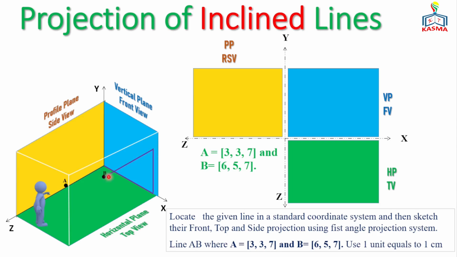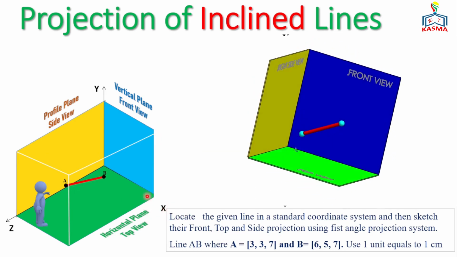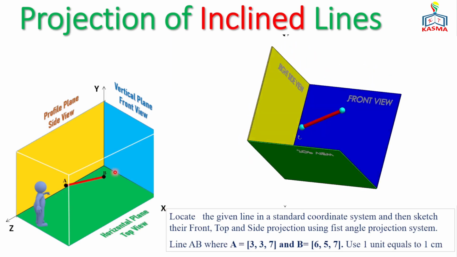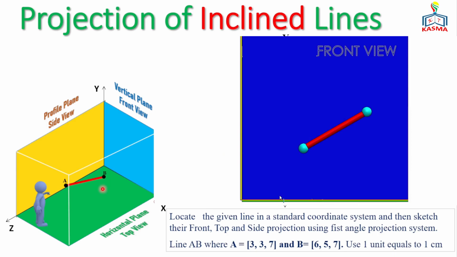Once we get that, we can connect points A and B. Then finally, we'll have a line AB just like this. So this is how we could locate the line on the axis system X, Y, Z. Once we do this, we can project the front view, top view, and side views of this line.